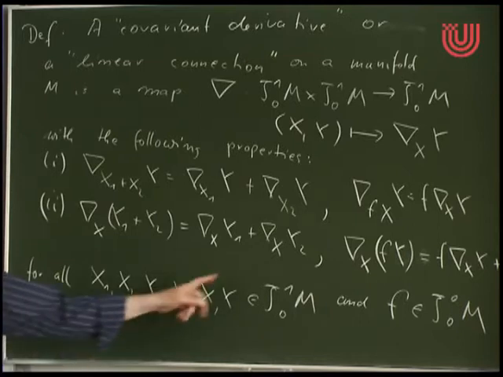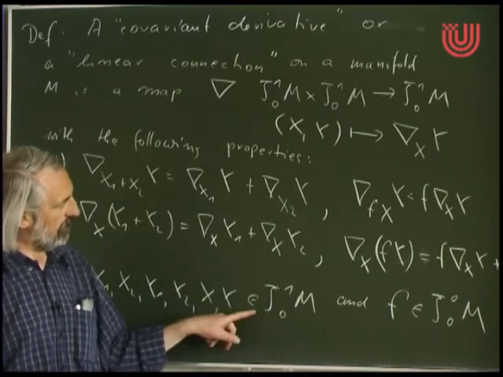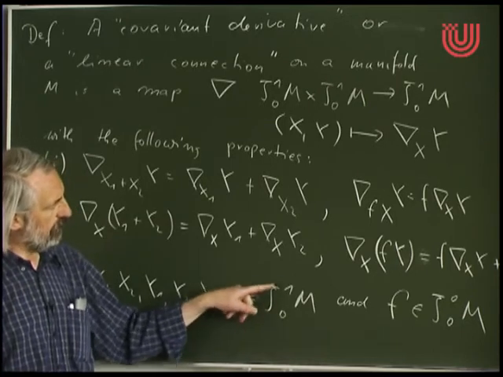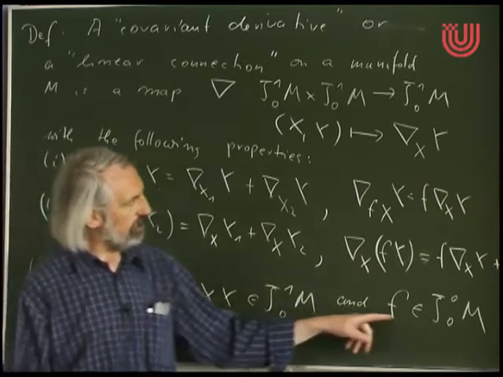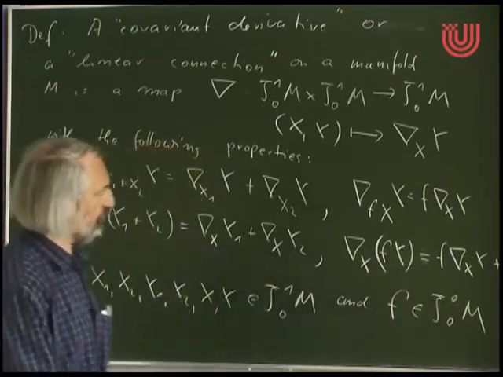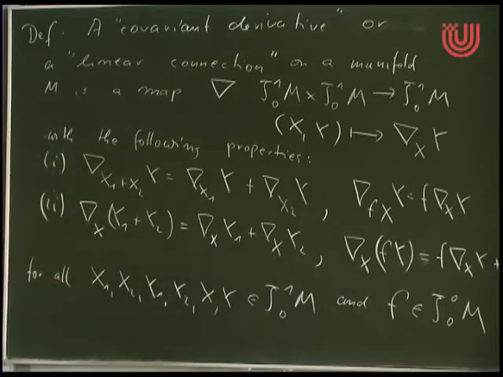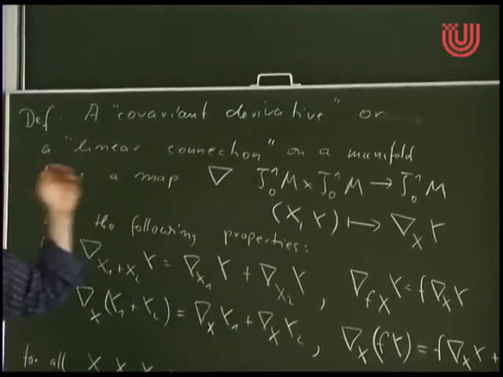So remember, with this curly T, T^r_s of M, we denoted the tensor fields of rank (r, s). So the tensor fields of rank (1, 0), these are the vector fields. And the tensor fields of rank (0, 0), these are the scalar fields, the functions. So that's the definition of such an operator. And that's a reasonable thing if we want to interpret this as a derivative.